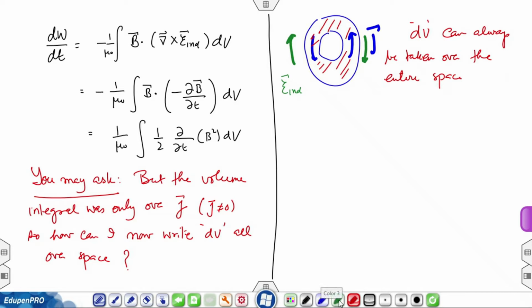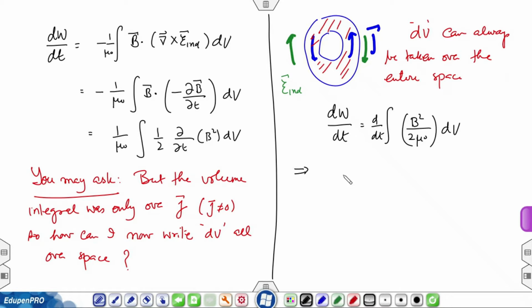So, I have now gotten that dW dt is equal to integral B square over 2 mu 0 dV. Since it is all over space, I can take d by dt outside.